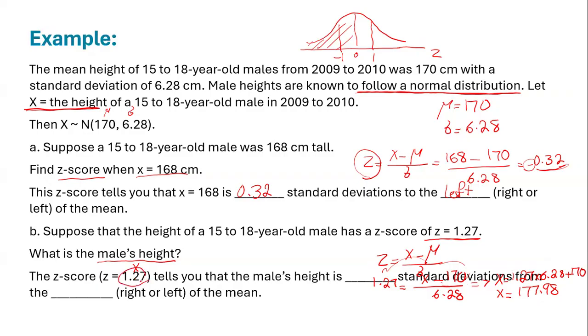Now it says this z-score, 1.27, tells you that the male's height is how many standard deviations? Z values are the number of standard deviations. So that means this z-score is 1.27 standard deviations. And since the z-score is positive, we say it's to the right of the mean, because positive z values are on the right.